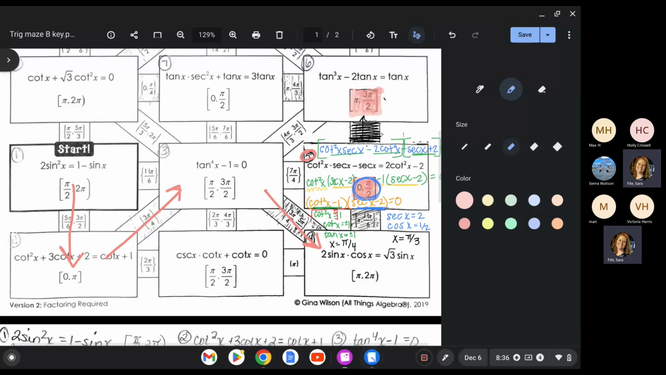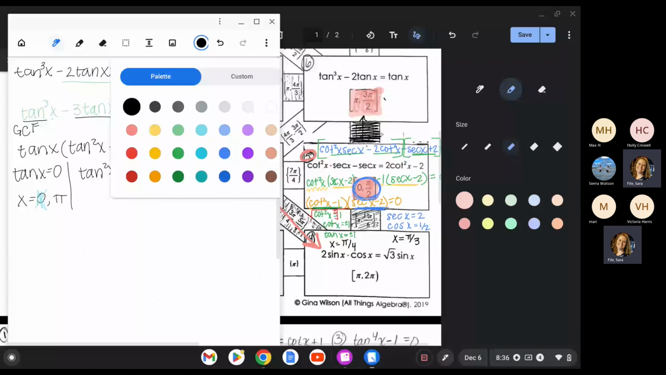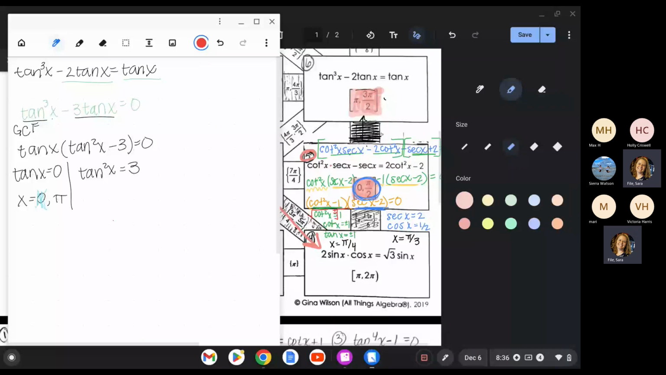So we don't actually want this. Oops, I marked out the wrong one. Undo. We don't actually want that solution. So then on the right side, we've got the tangent isolated, but it's still squared. So we have to take the square root. I have to put plus or minus in front. The square root and square are going to cancel. So then I'm going to be left with tangent of x equals positive or negative square root of 3.